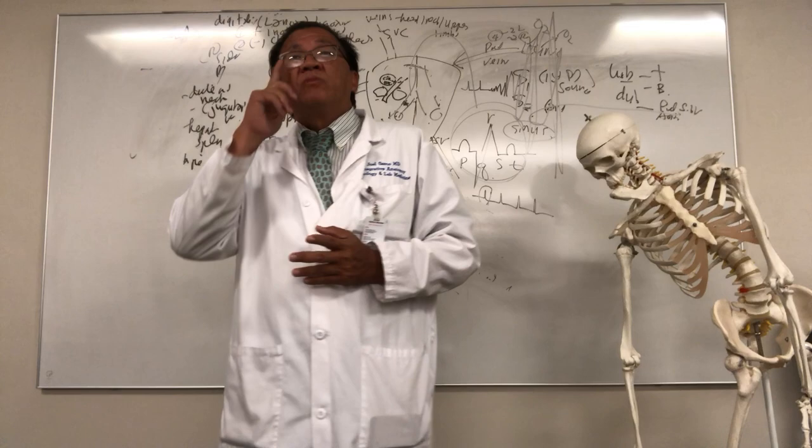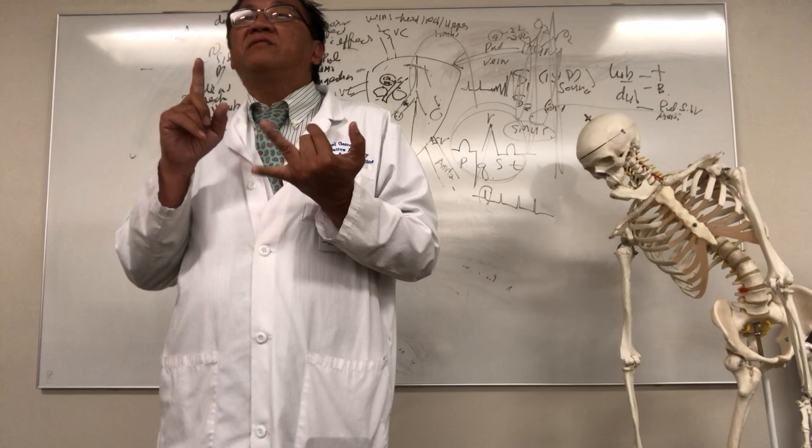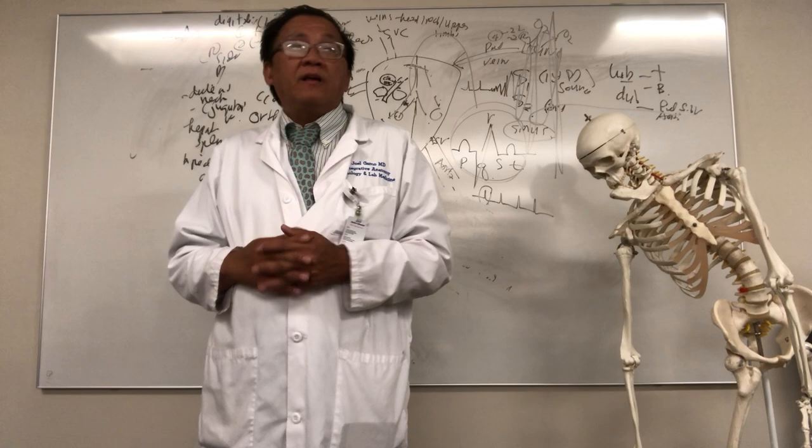Okay. Now, this is very important. What about shock? What are the different types of shock? Hypovolemic, like what? Blood loss, what else? Diarrhea? Vomiting, what else? Stab wound with bleeding. What about distributive? What are examples of distributive shock? Septic shock, when you have an infection. What else? What about anaphylactic shock?